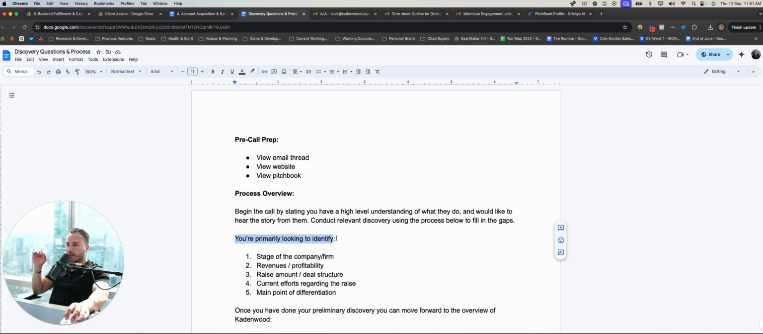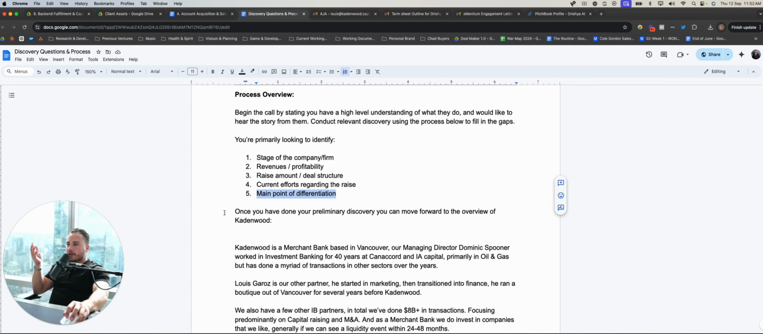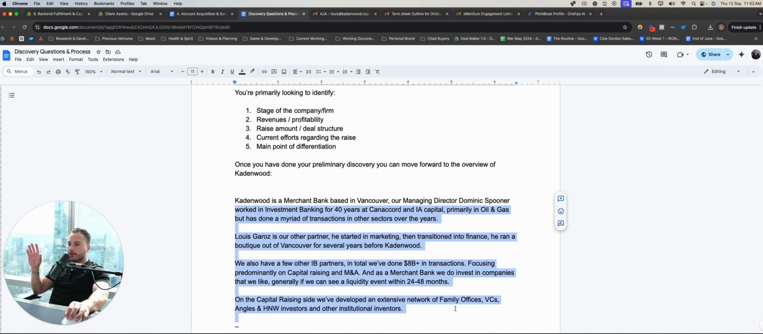Now, you're primarily looking to identify these 5 things. What's the stage? Okay. What's the revenues, profitability? What the deal is, right? What they're looking to raise, what the deal structure looks like, what the current efforts are regarding their raise, and then the main point of differentiation of the company. So once you have conducted your discovery, you're then going to move on to your presentation.